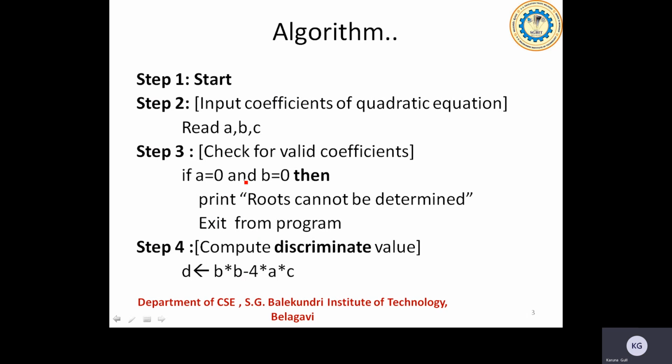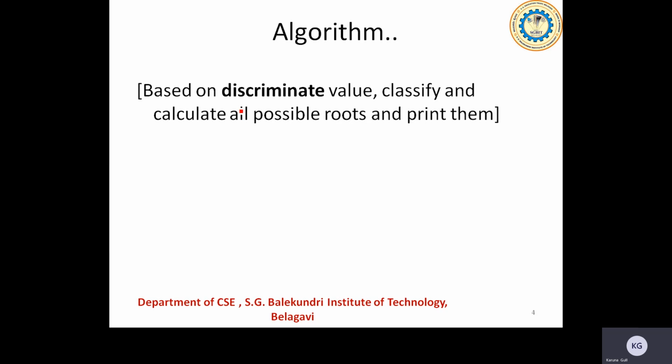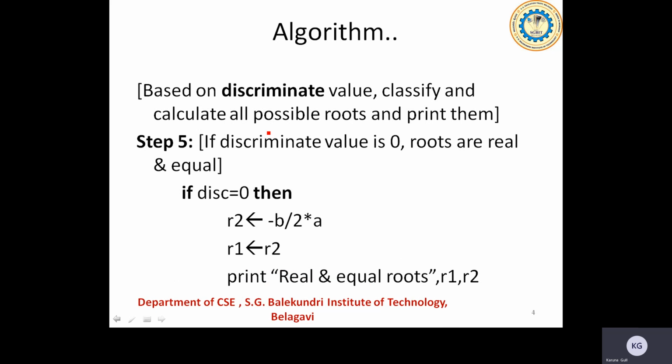If we have all the coefficients intact, then we find the discriminant value. As I mentioned, the discriminant is equal to b square minus 4ac. I have written the C expression for the same. Once we get the discriminant, based on its value we are able to find the possible roots and print what we have calculated.